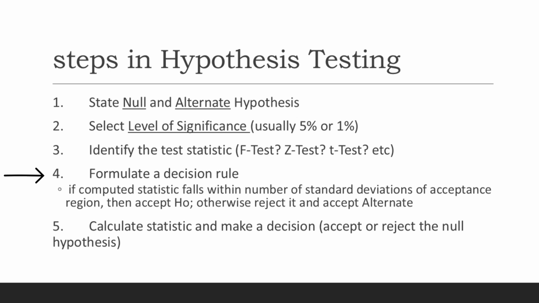Number 4, formulate a decision rule, meaning if the computed statistic falls within the number of standard deviations of the acceptance region, then we accept the null hypothesis. Step 5, calculate the statistic and make the decision, meaning accept or reject the null hypothesis.